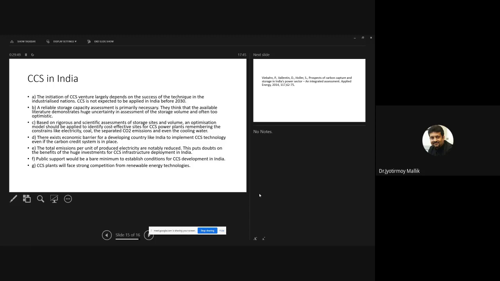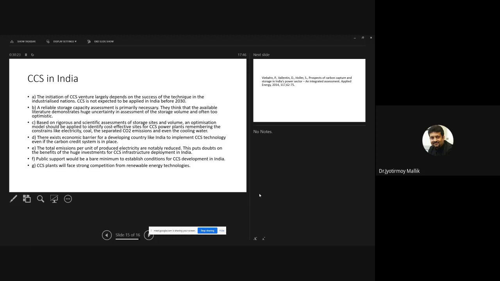There exist economic barriers for developing countries like India in implementing CCS technology because it is expensive, even with the carbon credit system in place. That is something you have to remember. The way the carbon credit system can be applied in a country like Australia or America or in Europe, especially Western Europe, where the economy is better than ours, I'm sure they can afford it, but for us it's a little bit tricky. But we are getting into the right direction, of course.